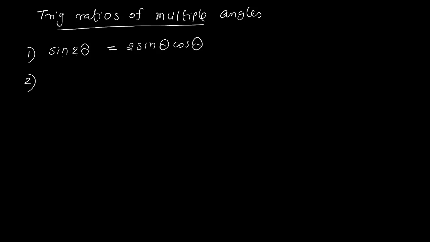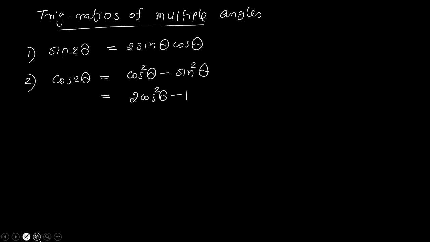Proof is not required. The next is cos 2 theta. 2 theta means 2 times theta. Understood? Again, derivation is not required. Memorize the formula. Cos square theta minus sine square theta. This can be written in another form because all the formulas are important. Derivation I am skipping. Okay. 2 cos square theta minus 1 and another formula, 1 minus 2 sine square theta.